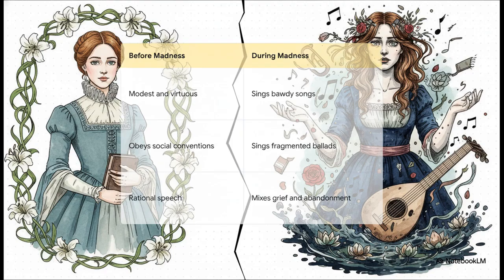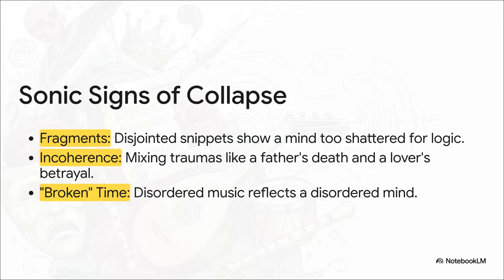To the original audience, this wasn't just sad. It was a crystal clear, horrifying sonic signal of her total psychological collapse. And Shakespeare uses a very specific set of musical cues to show us this breakdown. Her songs are just fragments, little disjointed snippets, showing a mind that can no longer form a complete thought. They're incoherent, smashing different traumas together into one musical mess. And the music itself is broken in time. It's arrhythmic, mirroring a mind that has completely lost its own internal order.